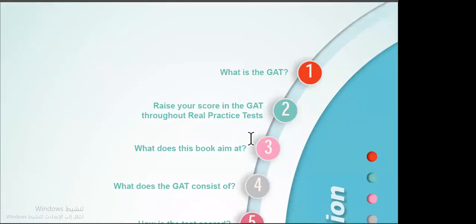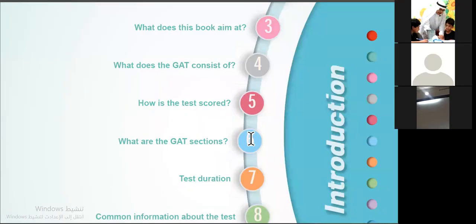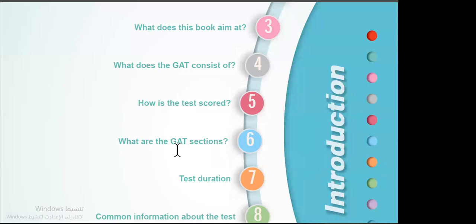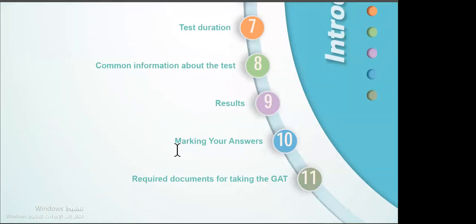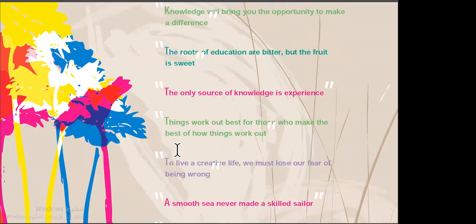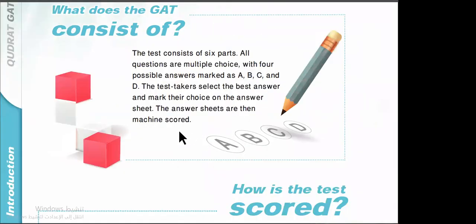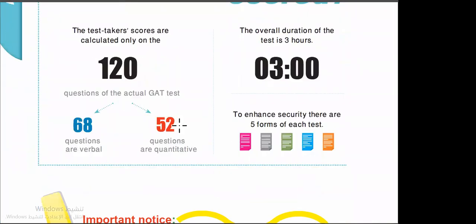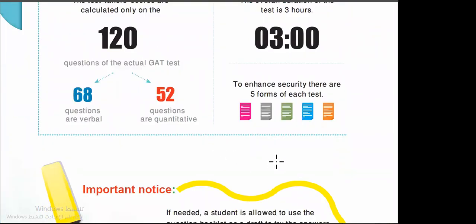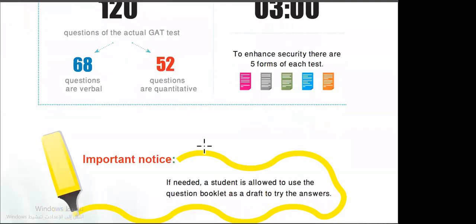In the GAT, we have two sections, mathematics section and verbal section. So we explain about it. We explain here.